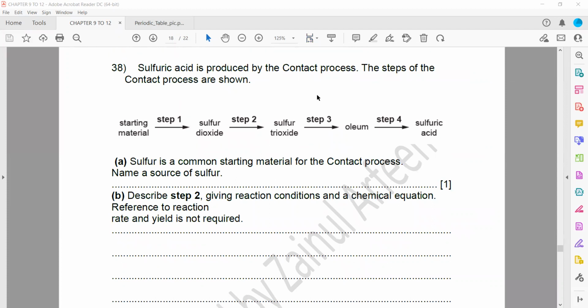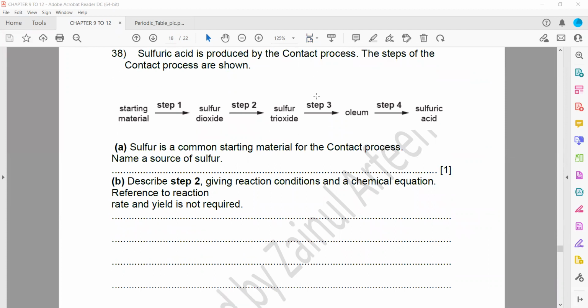Sulfuric acid is produced by the contact process. The steps are there. The common source of sulfur, like from where we can get the sulfur: fossil fuel, which contains sulfur. So fossil fuel mainly.